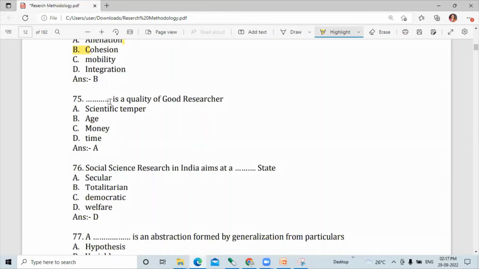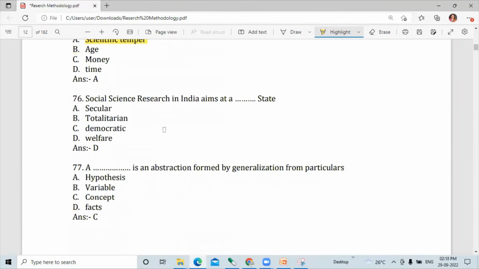Next is dash is a quality of a good researcher. So what quality should be there for the researcher? The answer is scientific temper. Scientific temper is a quality of a good researcher. Next, social science research in India aims at a dash state. That is welfare state. Social science research in India aims at a welfare state.